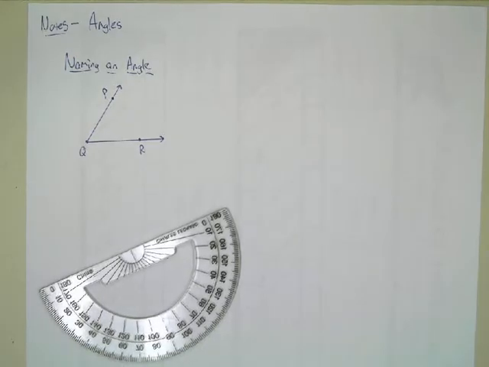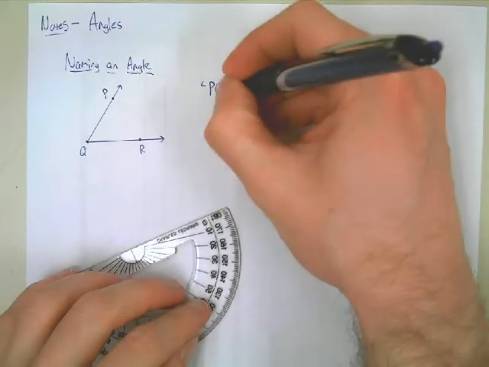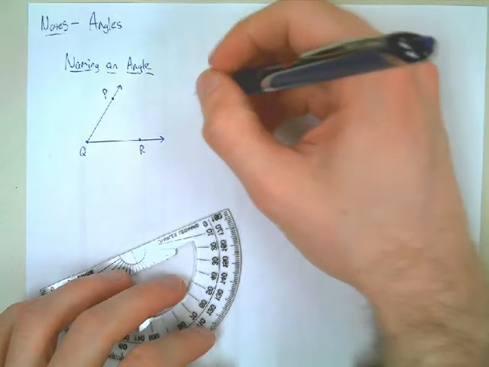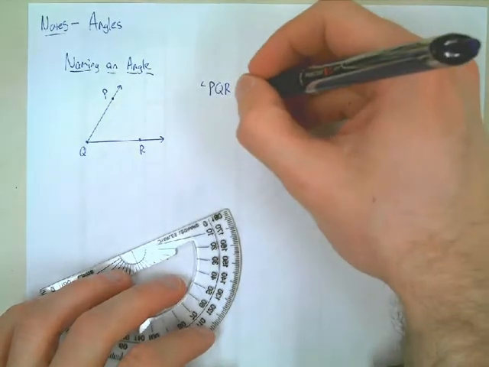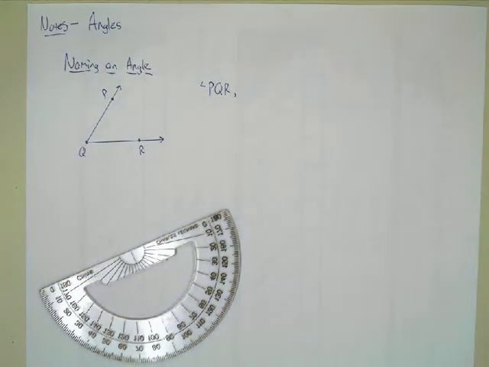Alex, do you want to say something? No? Okay. Yes, that's right, Antoinette. Angle PQR. That's one way to name it. So that's one name, angle PQR. But is that the only way? We have another way we can name this. What's another way we can name this?